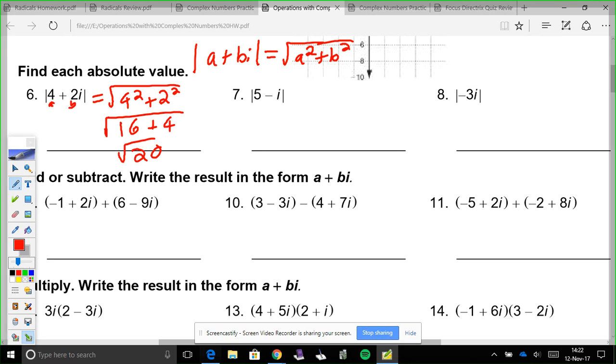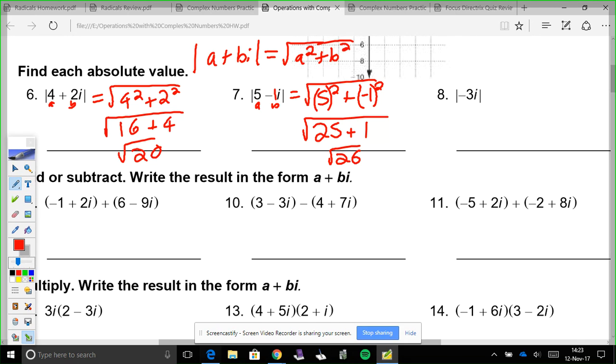Number 7, same thing. Just keep in mind this is a -1i. So you're going to use that formula, a squared plus b squared. a is your 5 and b is your -1. So this would be 5 squared plus (-1) squared. Now keep in mind, if you square negatives, it's probably just good to do this in general, but put your numbers in parentheses. It's just going to make sure you don't mess it up. 5 squared is 25, and 1 squared is 1, so this becomes the square root of 26, right? Just keep adding them together and then simplify your square root at the end.